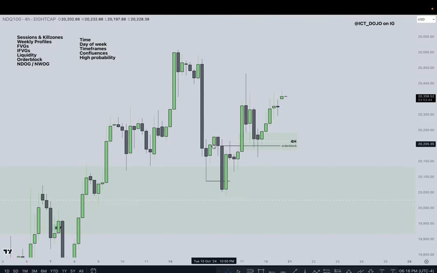It's not just a little pullback and guessing that we can continue from here. We have a higher time frame, which is the 4-hour, order block, and a fair value gap. Right? So look at how we've been trading these last 2 weeks. Right here.